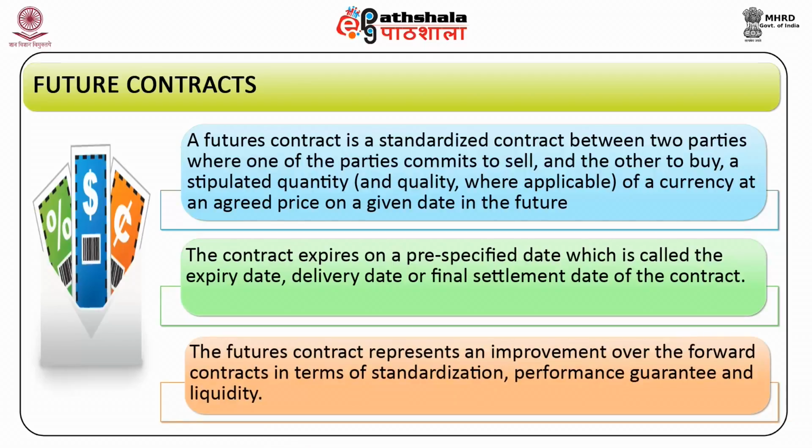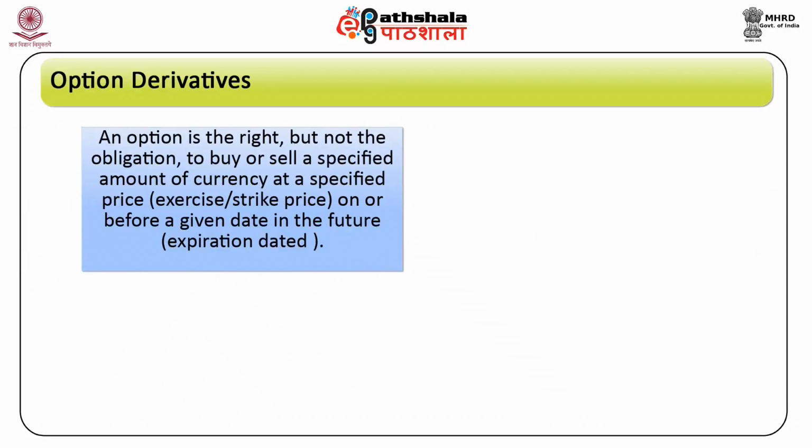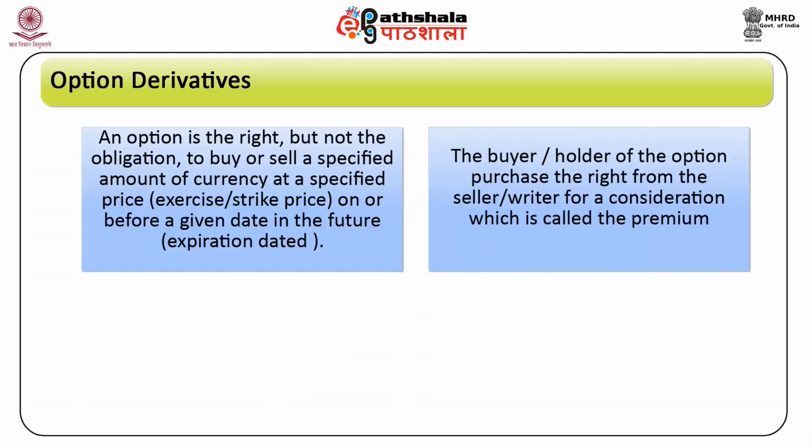The futures contract represents an improvement over the forward contracts in terms of standardization, performance guarantee, and liquidity. Option derivatives. An option is the right but not the obligation to buy or sell a specified amount of currency at a specified price, the exercise or strike price, on or before a given date in the future, that is the expiration date. The buyer or holder of the option purchases the right from the seller or writer for a consideration, which is called the premium.